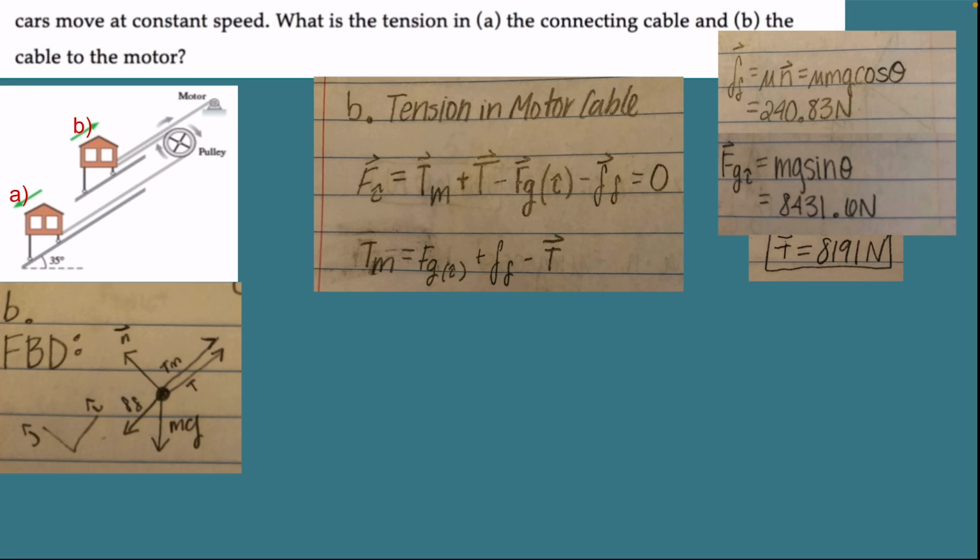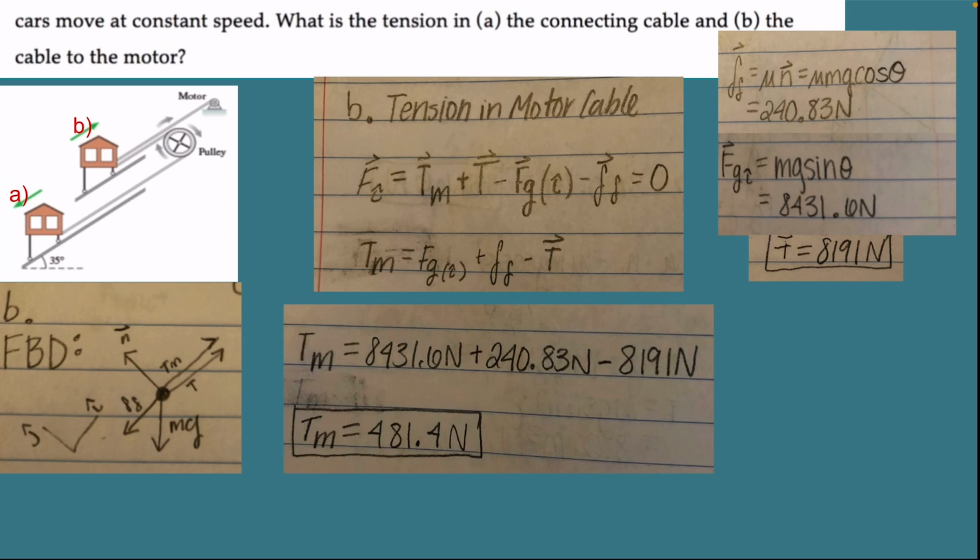And since the cable cars have equivalent masses, they both equal 1,500 kilograms, we can use the same numbers that we previously solved for. So for part B, the tension of the motor comes out as being 481.4 newtons. So that's the answer to part B.